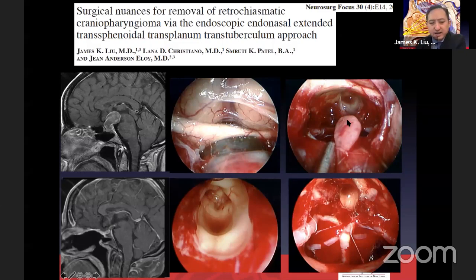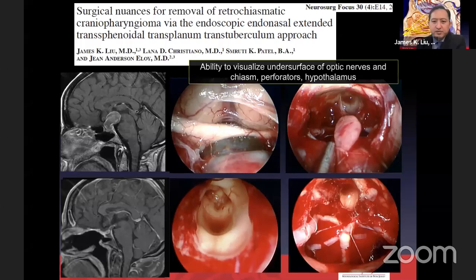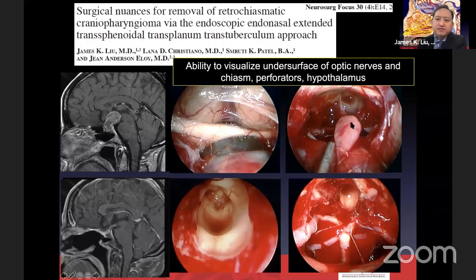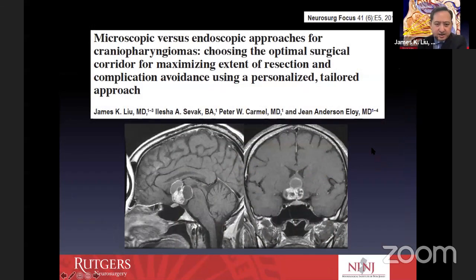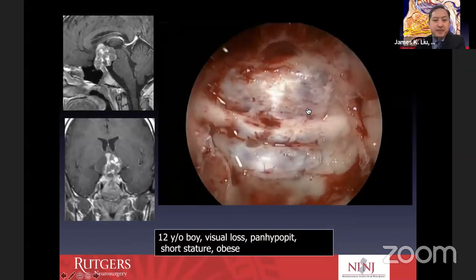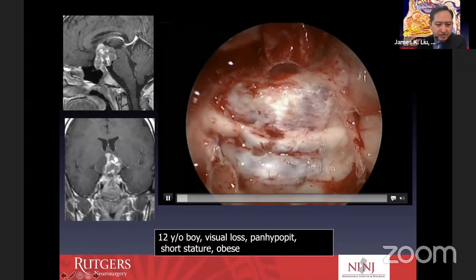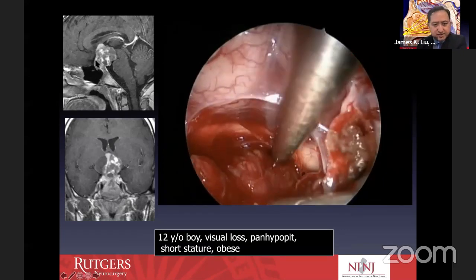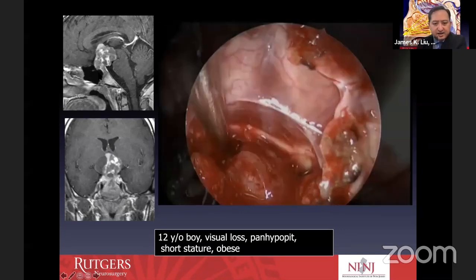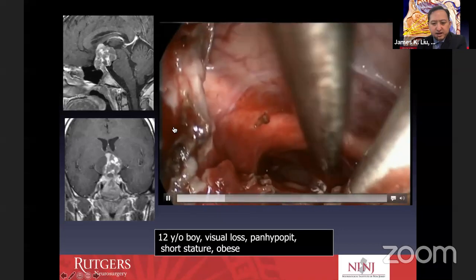And this area has been difficult to see from an approach from above, but from below, we have this advantage of being able to visualize the undersurface of the optic nerves, chiasm and perforators, and the hypothalamus. So we published our paradigm in choosing the optimal surgical approach for these lesions some years ago. And in this case, this is a pediatric patient with a large craniopharyngioma that presents itself to the sella. And in this case, you can come in from below endoscopically.